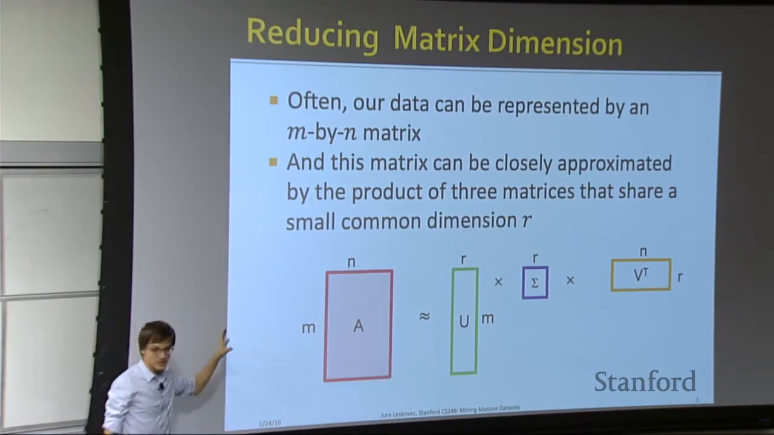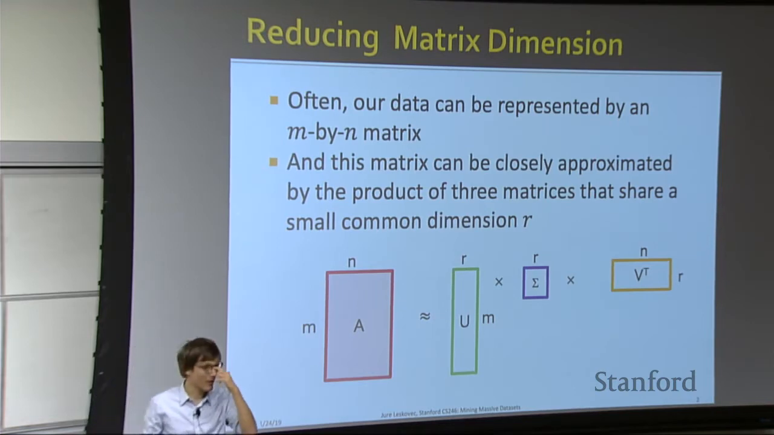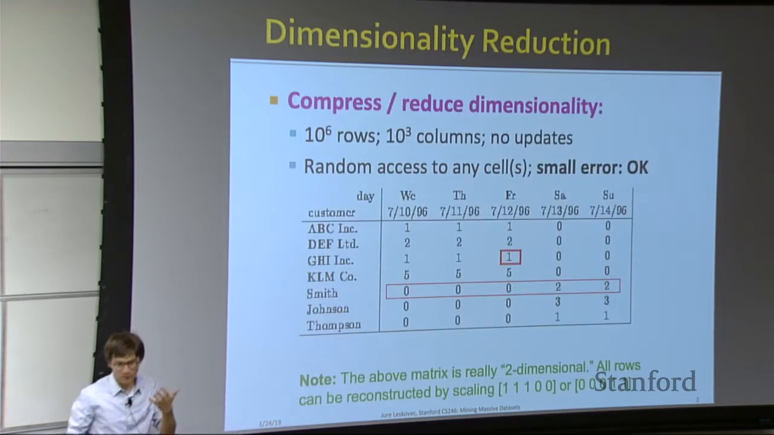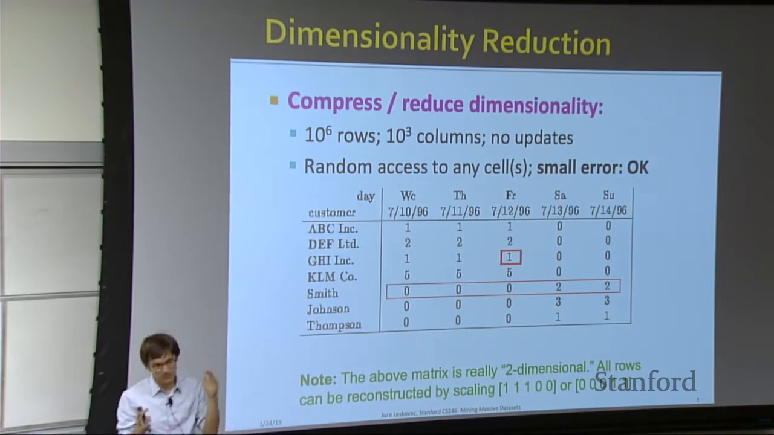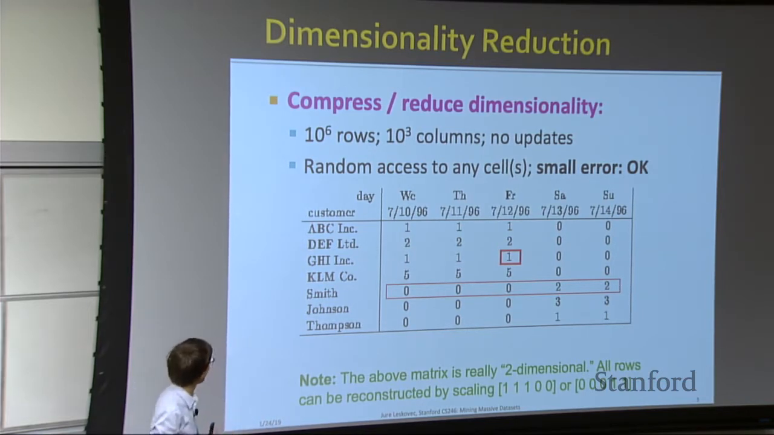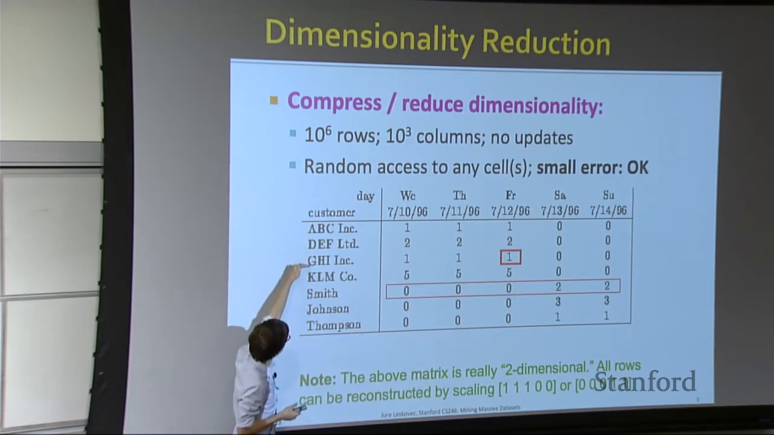So, with this high level intuition, let me now give you some examples of what we want to do and how this would work. What we want to do is compress our data. We want to reduce dimensionality. The idea is that we are willing to do that if we have a bit of error. So imagine I give you this type of data.